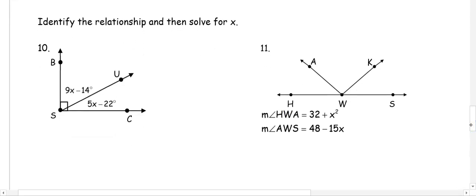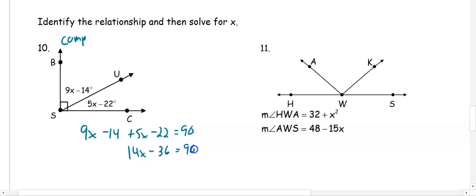In 10 and 11, identify the relationship and then solve for x. In number 10, there is a right angle, and remember that when two angles add to make a right angle, they are complementary. So we can add them together. 9x minus 14 plus 5x minus 22 equals 90. So we get 14x minus 36 equals 90. We can add 36 to both sides. 14x equals 126. When we divide by 14, x is 9.